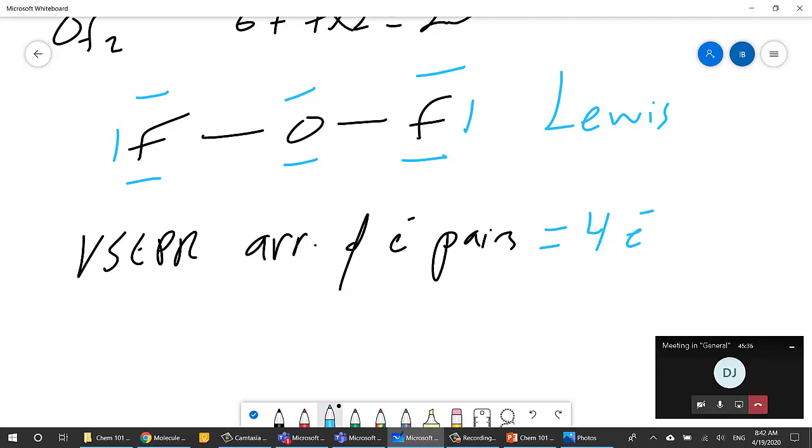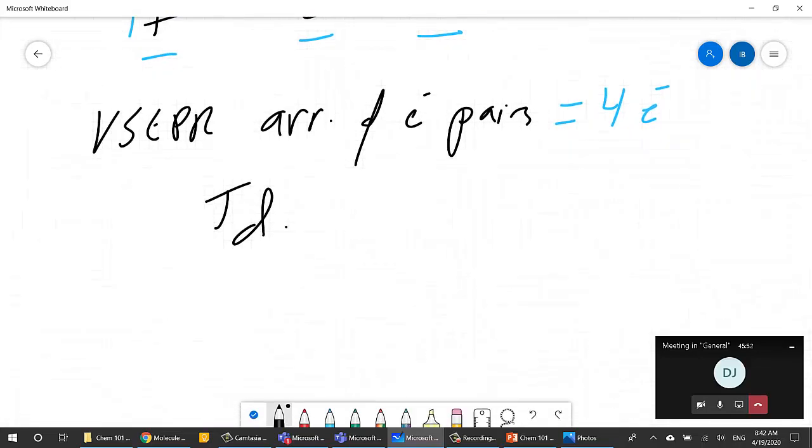You count the bonding pair of electrons, and the non-bonding pair of electrons, and the double bond and the triple bond. You count them as one. So this must be tetrahedral because it's number 4. So this is tetrahedral group. But what is the shape? The shape is just like water because we did this before.